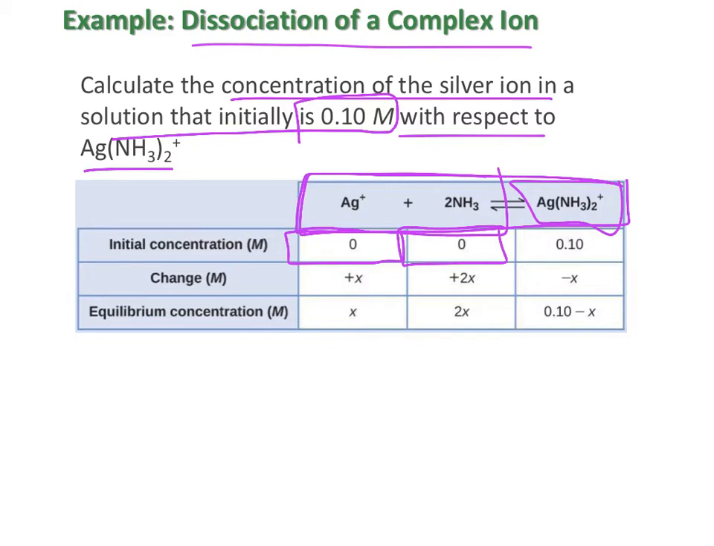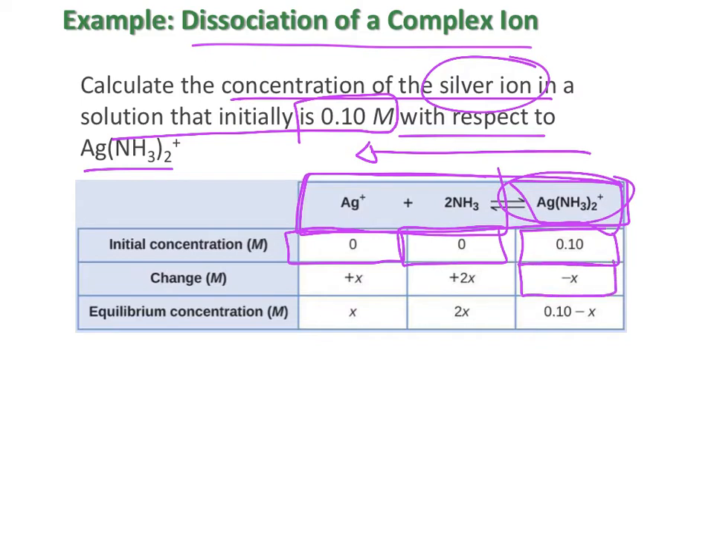So we want to find out how much of the silver ion we had for a solution that originally was this concentration of this complex ion. So we're kind of going backwards, right? So we're going this way. So we originally had 0.1 molar of this complex ion.